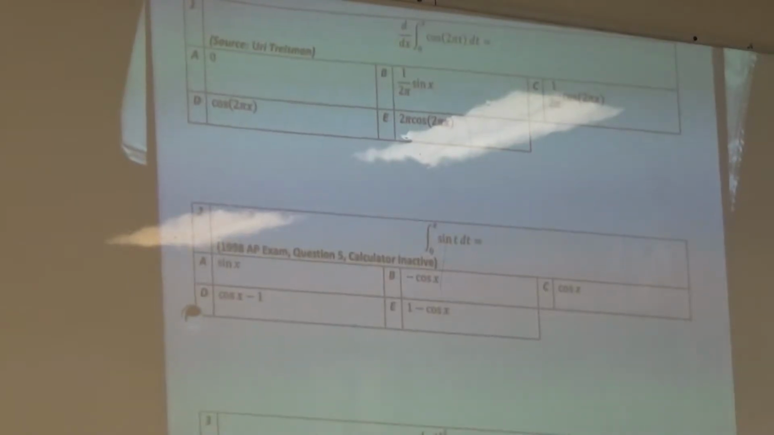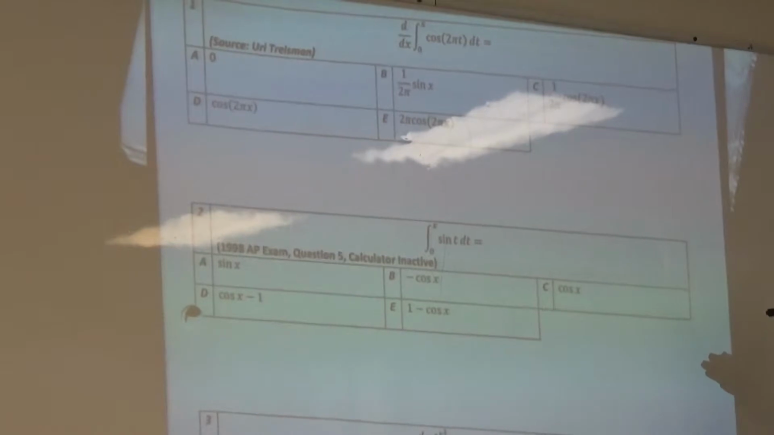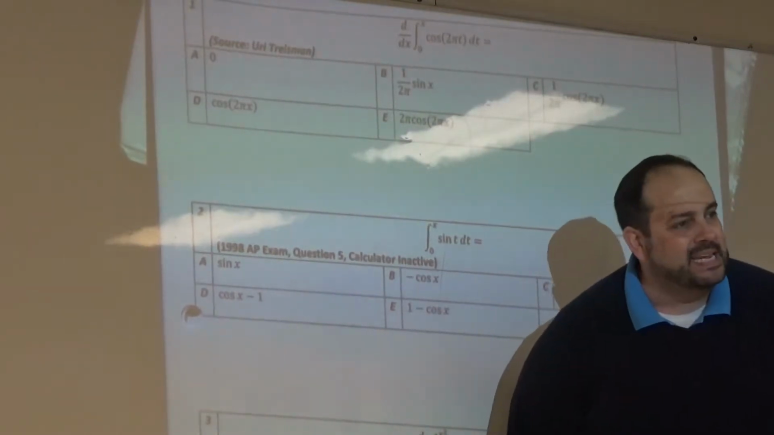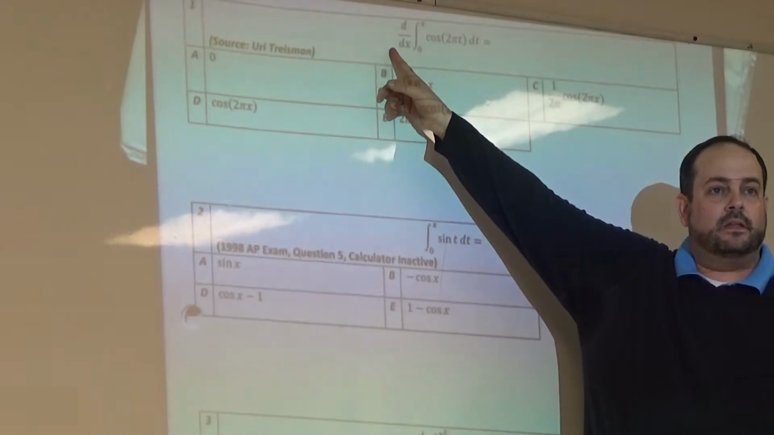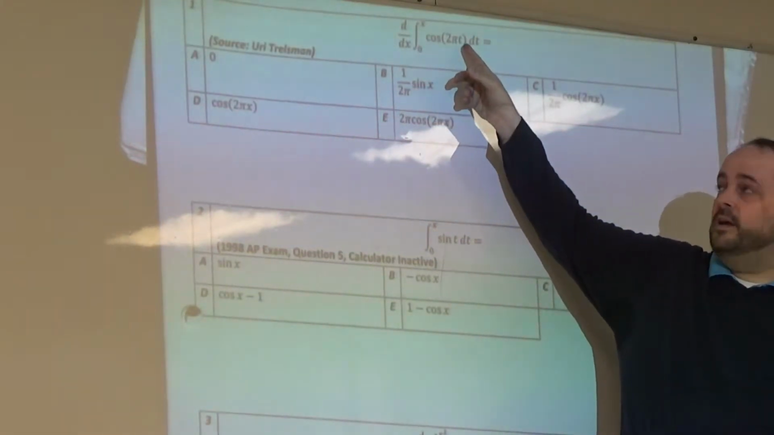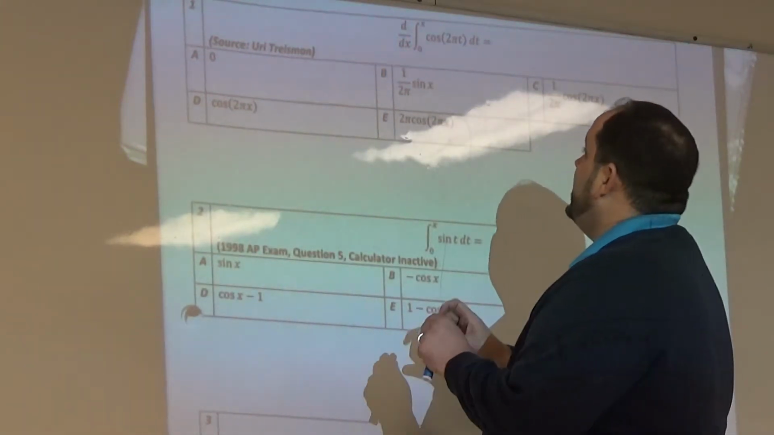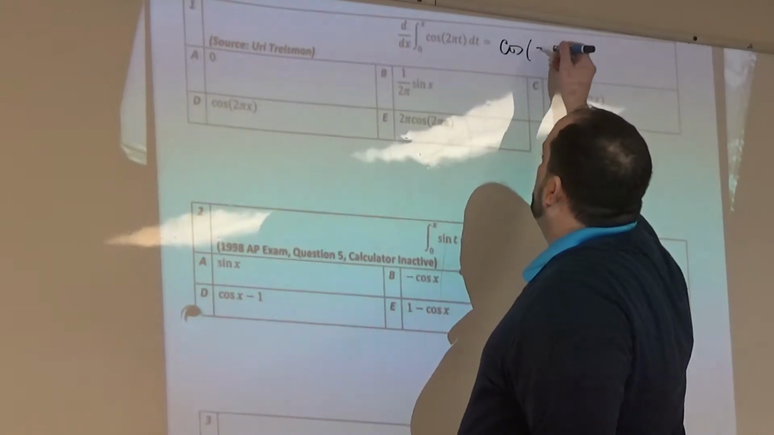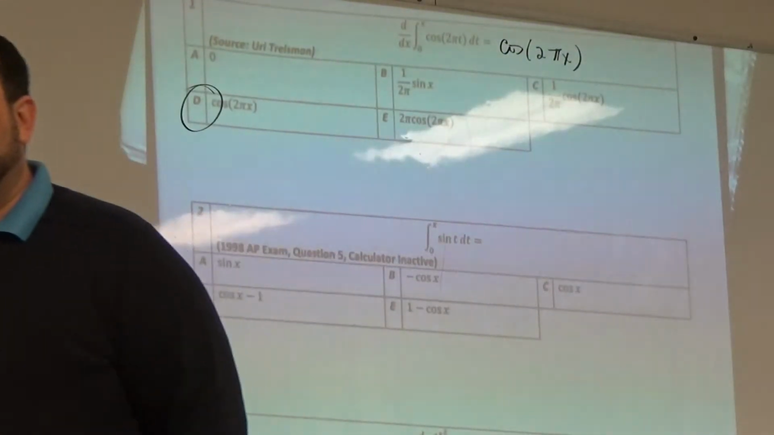Time's up. Here's the one that everybody got right. Number 1, second fundamental theorem of calculus, because what are all the pieces? The derivative, of an integral, of a function from a constant to a variable. The fundamental theorem of calculus says cosine 2 pi x.